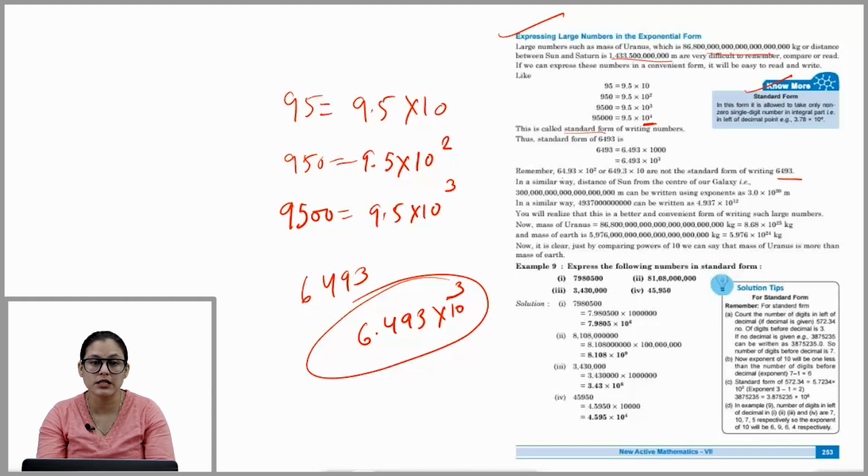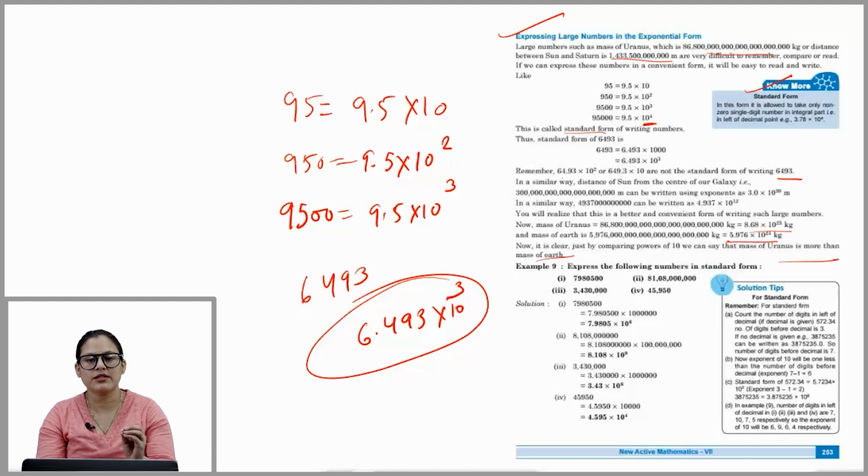In a similar way, the distance of the Sun from the center of our galaxy can be written as 3.0 into 10 raised to the power 20 meter. You will realize that this is a better and convenient form of writing such large numbers. Now, the mass of Uranus can be written as 8.68 into 10 raised to the power 25 kilogram. And the mass of Earth is 5.976 into 10 raised to the power 24 kilogram. Now, it is clear just by comparing powers of 10 that the mass of Uranus is more than the mass of Earth.